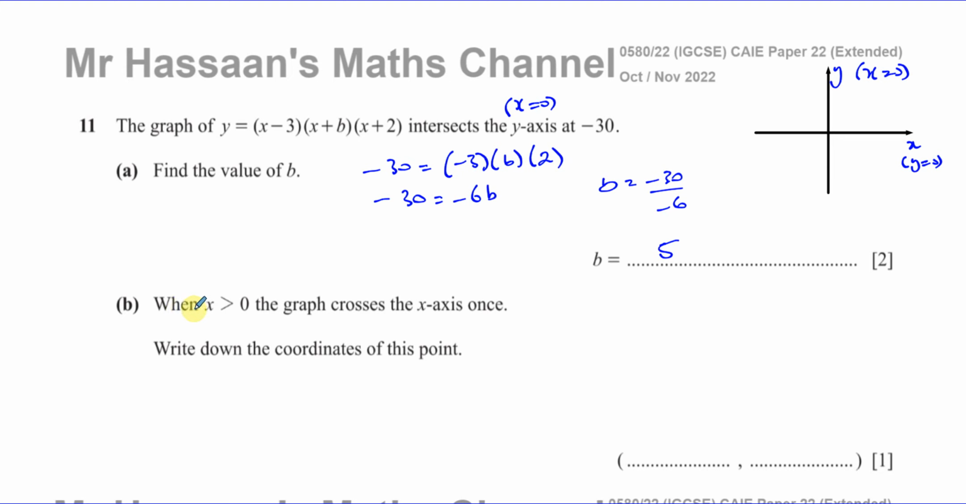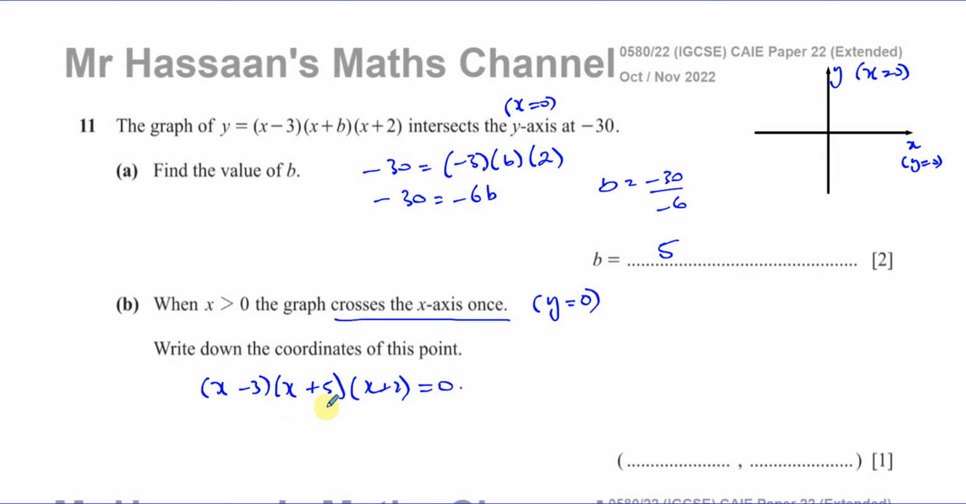So basically, when x is greater than 0, the graph crosses the x-axis once. As I said just now, it crosses the x-axis when y equals 0. So it crosses the y-axis when x equals 0, and it crosses the x-axis when y equals 0. So when we put y equals 0, we have x minus 3 times x, we know b is 5 now, so x plus 5 times x plus 2, and this is going to equal 0.